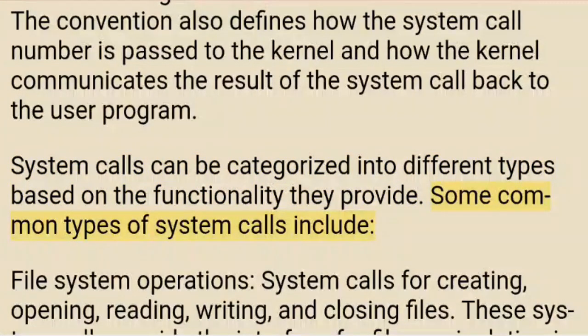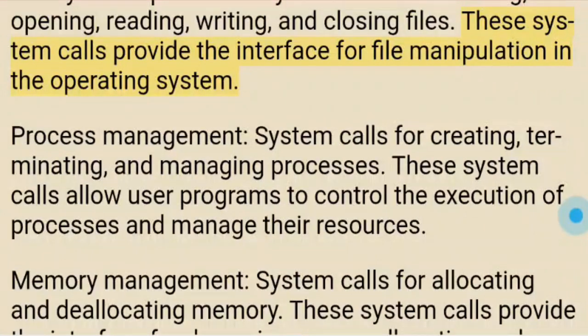Some common types of system calls include file system operations: system calls for creating, opening, reading, writing, and closing files. These system calls provide the interface for file manipulation in the operating system. Process management: system calls for creating, terminating, and managing processes. These system calls allow user programs to control the execution of processes and manage their resources.